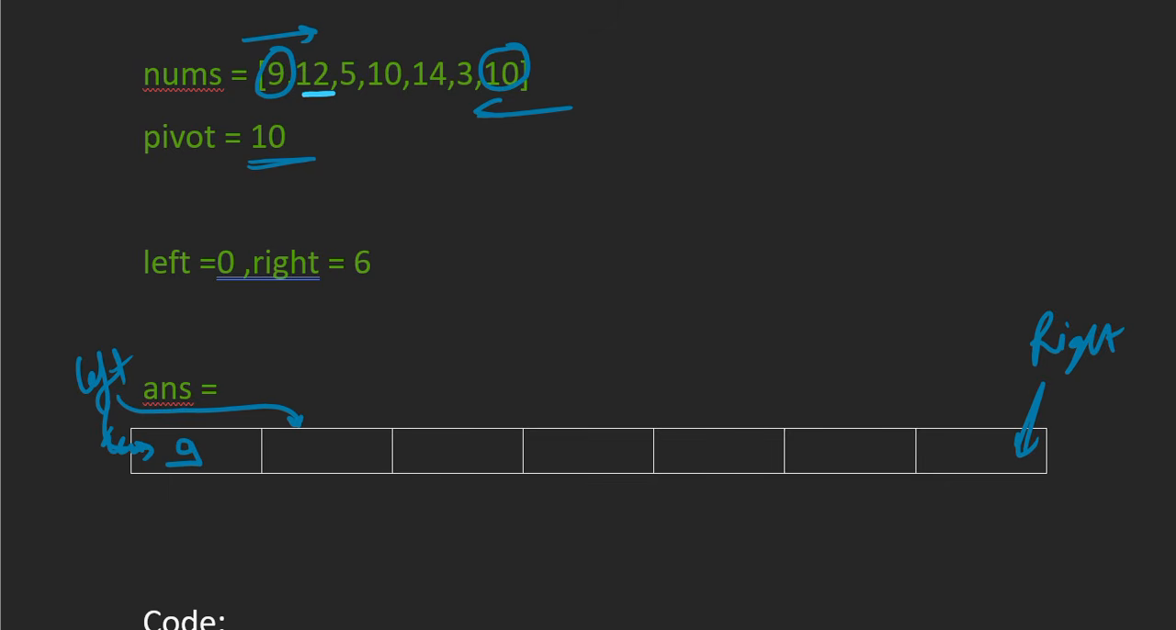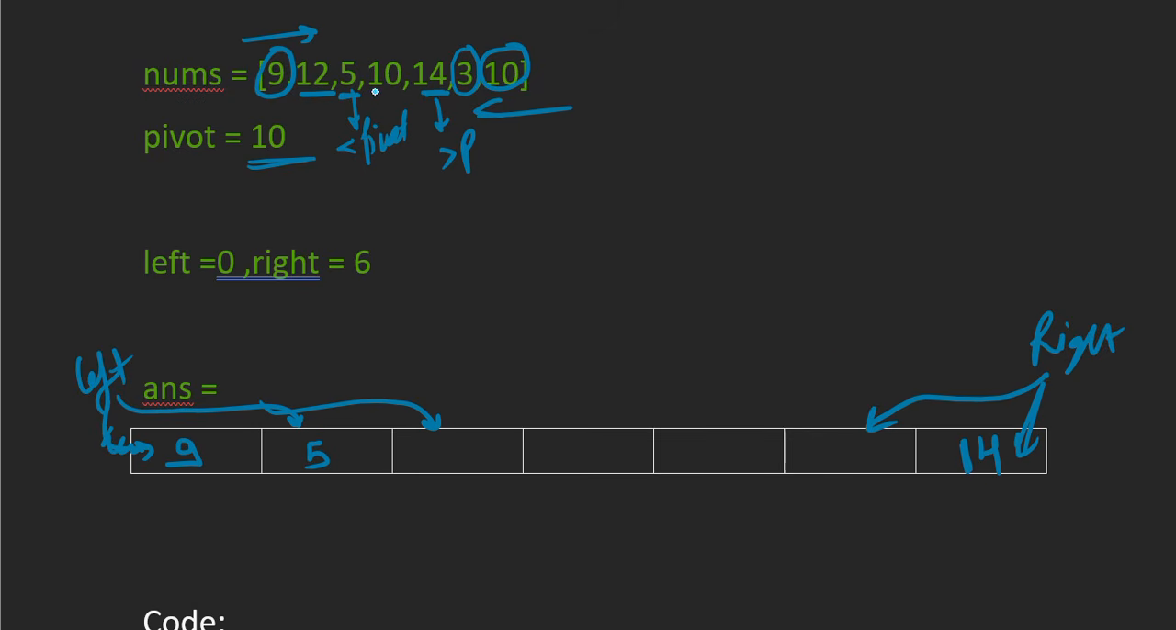Then in the next iteration, on the left side we get 12, which is greater than pivot, so we don't take it. On the right side we get 3, which is lesser than pivot, so we again skip it. Then in the third iteration, here we get 5, which is lesser than pivot, so we put 5 at the place where left is pointing and then increment our left pointer. And from this side we get 14, which is greater than pivot, so we put it at the place where right is pointing and then shift the right pointer by 1.